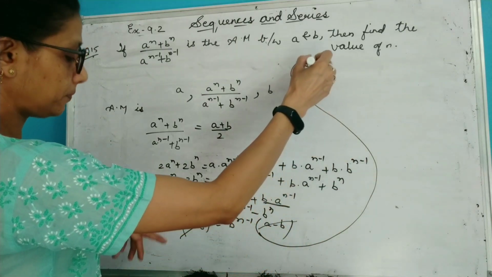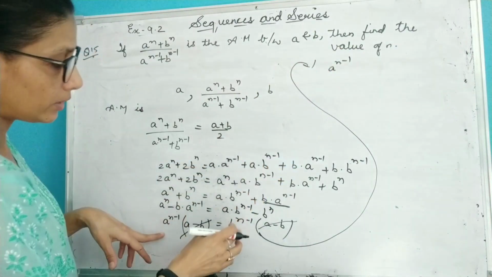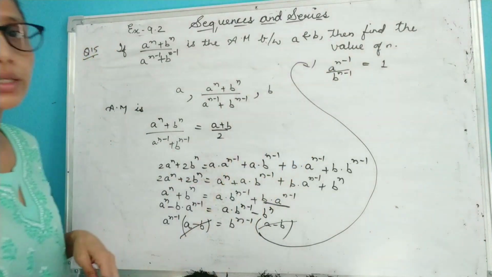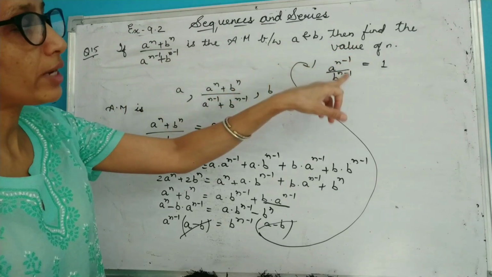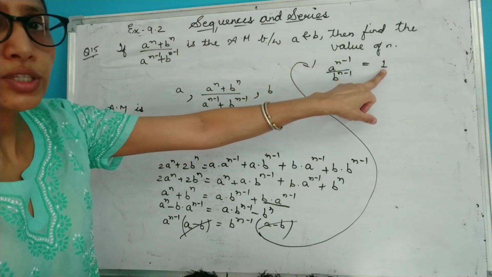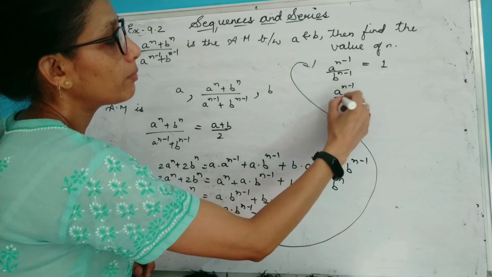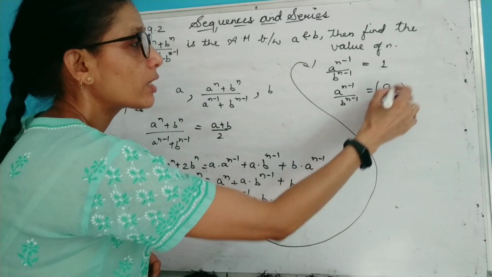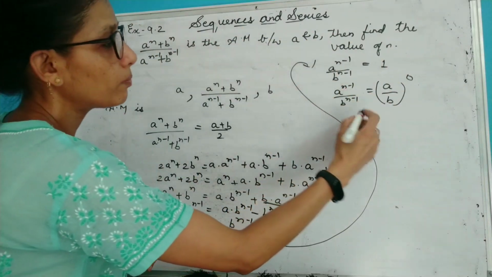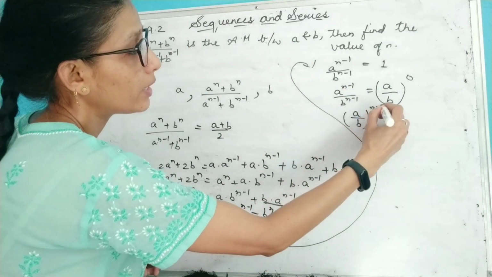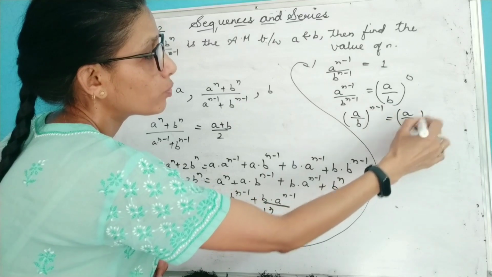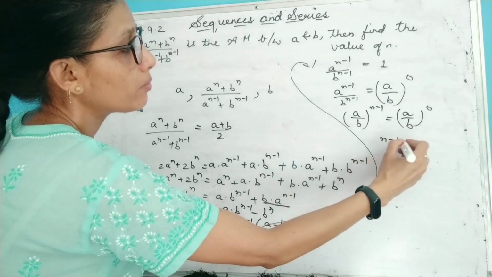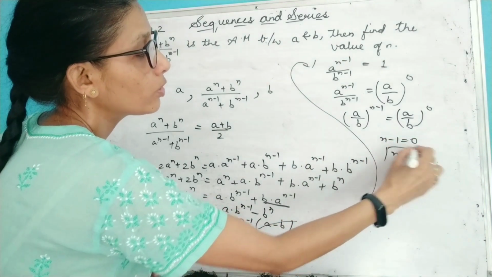I am doing it here. So it is a raised to power n minus 1. I can bring down here b raised to power n minus 1 and here it is equal to 1. Now if I want to calculate the value of n, I can compare the powers only when this is also in a by b form. So this can be written as a by b raised to power n minus 1 equal to a by b raised to power 0. Now bases are the same, equal to sign is there, so I can compare the powers. So n minus 1 equal to 0, which gives me n equal to 1. Isn't that easy?